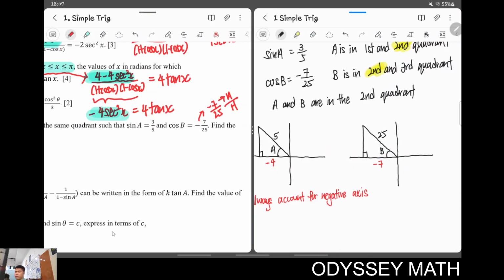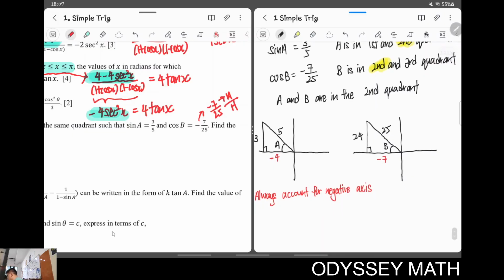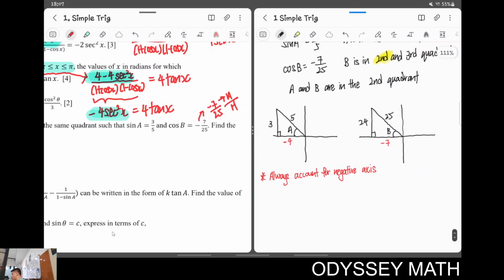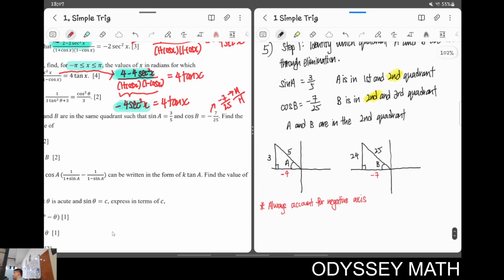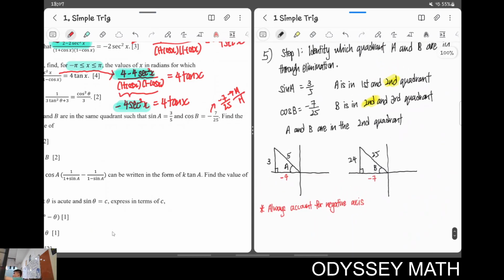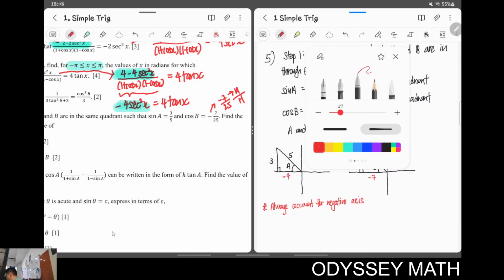So we have this to be 24. Got it? By the Pythagoras theorem again. So once you have this ASTC drawn, the rest of the answer becomes very easy. Actually, I would say this is the key. You get this right, you get the full marks. Yeah. So please always account for the negative axis. It is one of the mistakes that students always make.